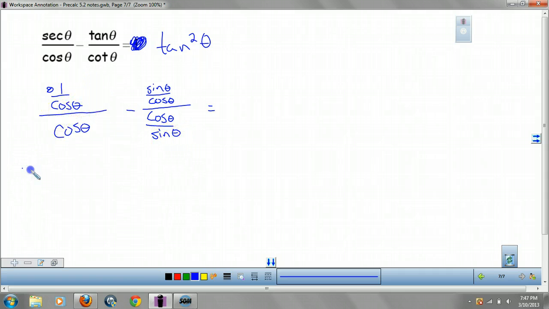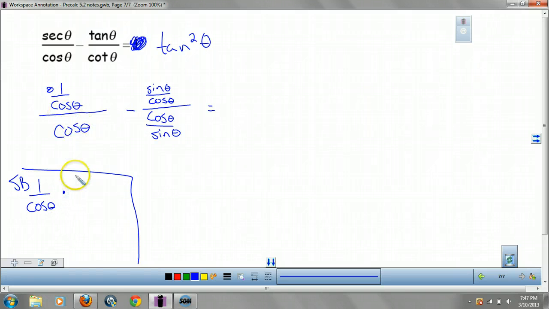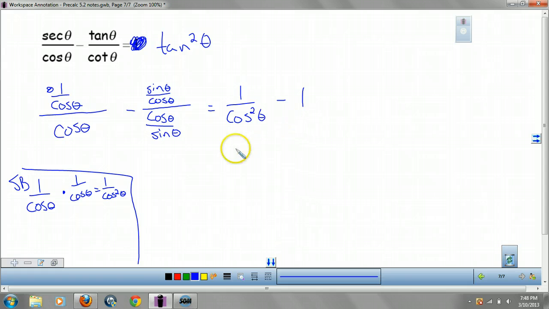Now let's do some thinking. Sidebar. 1 divided by cosine theta times, we multiply by reciprocal, 1 over cosine theta. It's 1 over cosine squared of theta. Minus. These are reciprocals of each other, aren't they? So when you divide them, you get 1. What's 1 over cosine squared? Isn't that the same as secant squared?